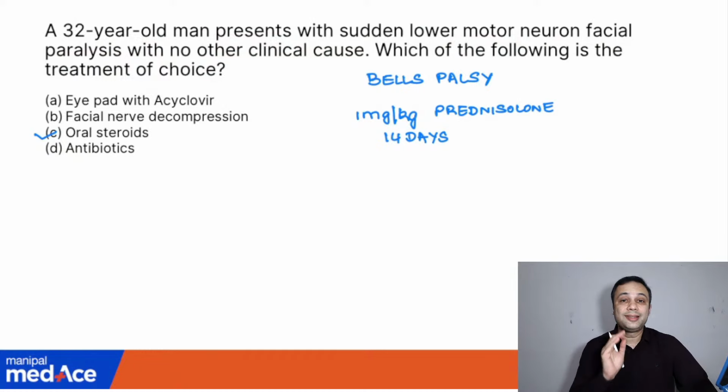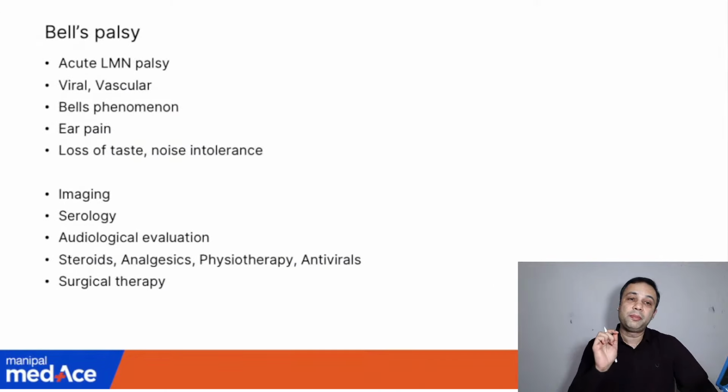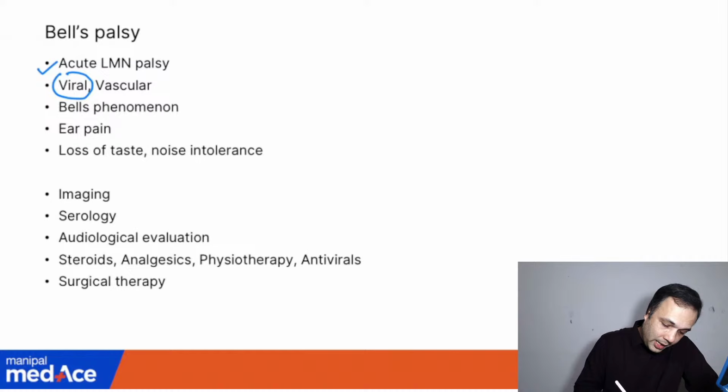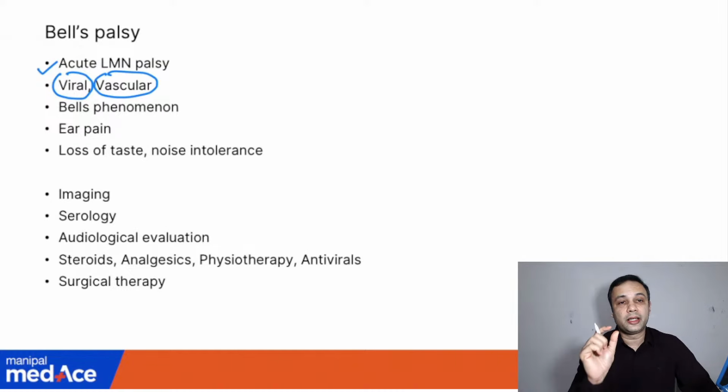Now, what is the cause for Bell's palsy? There are multiple causes, right? When we talk about Bell's palsy, you have the keywords here. You have acute lower motor neuron type of facial paralysis. We have the most important causes, that is viral and vascular. There is reduction in the blood supply to the facial nerve which can produce Bell's palsy. There can be an inflammation which is caused by a virus. The most common viruses that are affected in Bell's palsy are the herpes simplex virus and the herpes zoster or the varicella zoster virus.